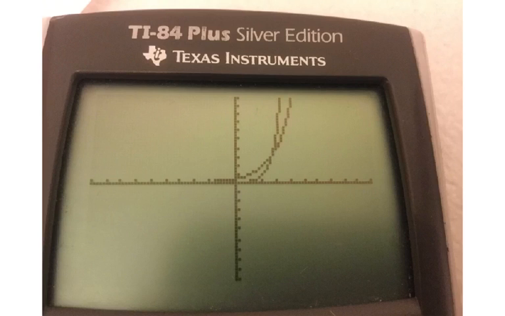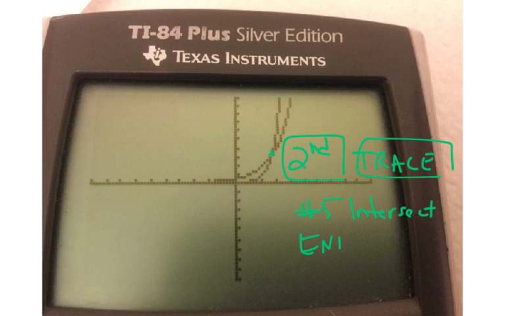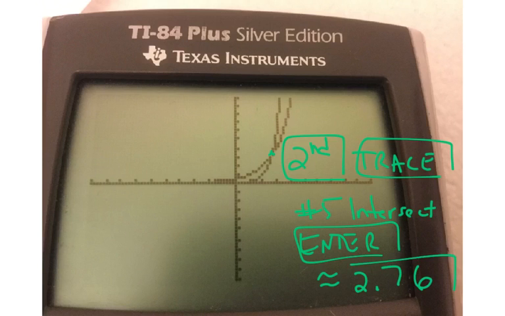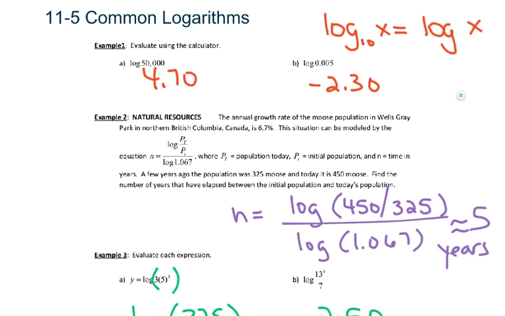Here's what the graph looks like. You can see where it intersects, and then all you have to do is second trace, number 5, and then hit enter 3 times. Second trace 5, enter, enter, enter, and it tells me the answer is approximately 2.76. And that was Common Logarithms.